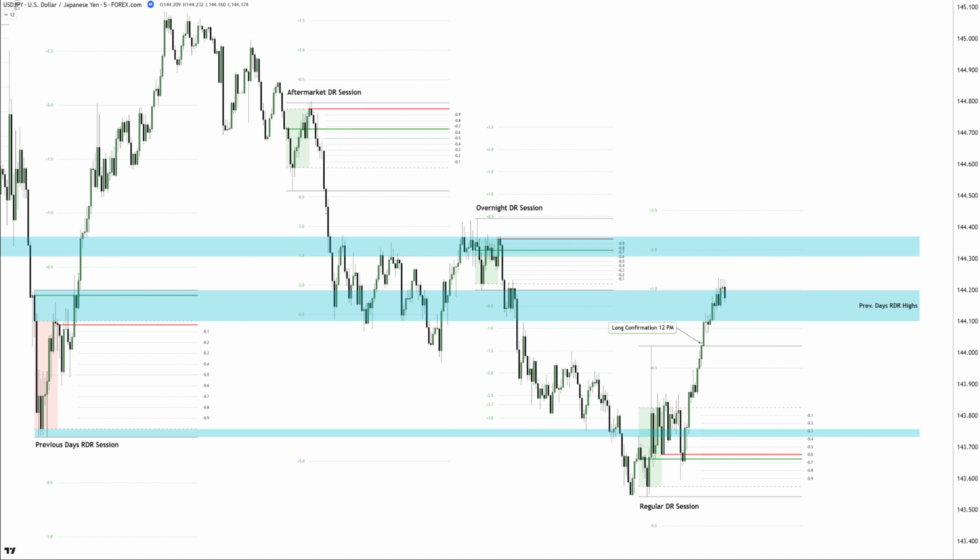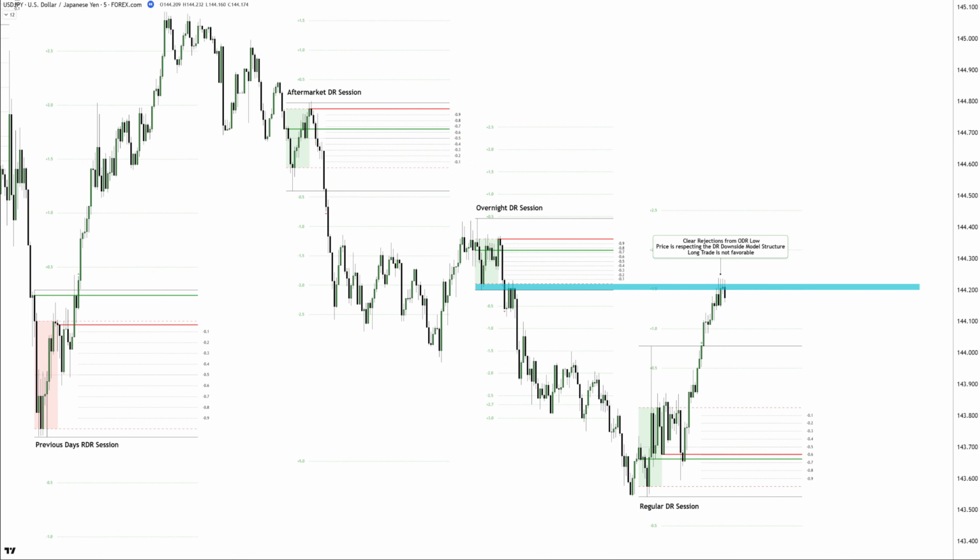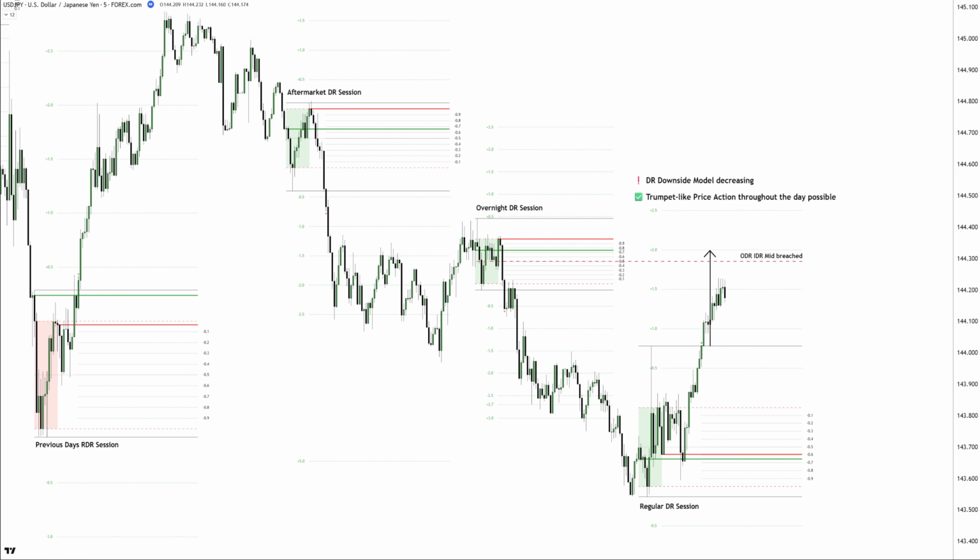Let me explain why. Price is respecting the overnight DR session low multiple times and therefore also the DR downside model structure that has been strongly present in the previous sessions. Thinking about a possible long trade would make sense only if price would breach the overnight DR session mid. This would decrease the probabilities of a DR downside model and increase the probability of seeing a trumpet-like price action for the rest of the day. A break above the ODR high would completely invalidate the DR downside model and make a long trade even more favorable for the rest of the session.